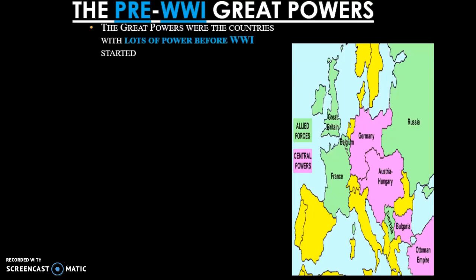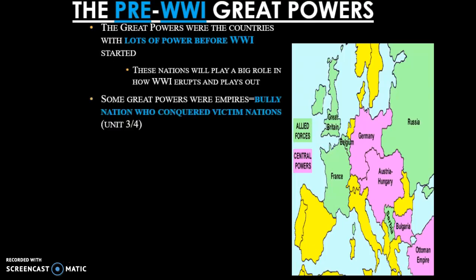Before we can even take a look at what they were doing, we need to understand what the word great powers means. So let's take a look. The great powers were the countries in Europe with lots of power before World War I started. If we take a look at our European map here, we can see that there are lots of different European countries. Some of these European countries were considered great powers, meaning countries with lots and lots of power before the war even started. These nations will play a big role in how World War I erupts and plays out.